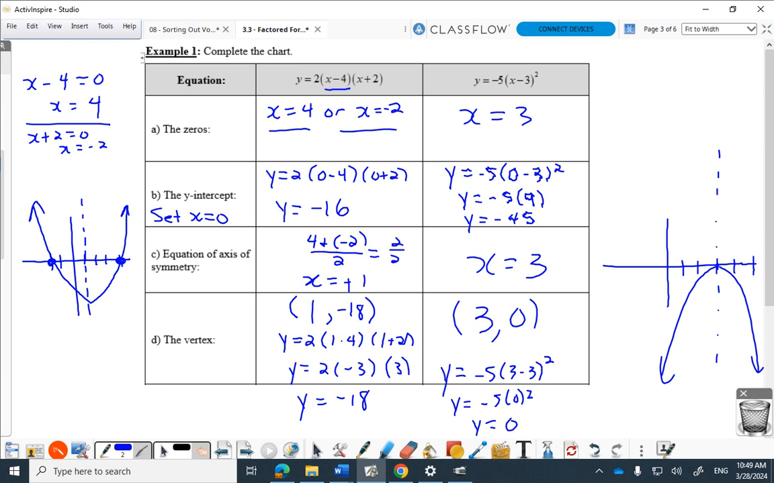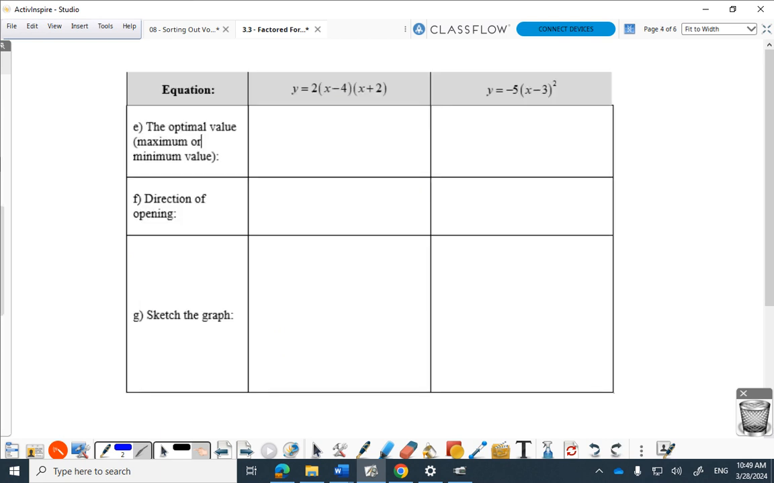I think there's more on yours, though, isn't it? Yours goes down to EFG from there. E, the optimal value. I hope that's easy now, if you've been keeping up with homework. The optimal value is that high or low y value. I get that right from the vertex. This one's y equals negative 18, and this one was y equals 0.